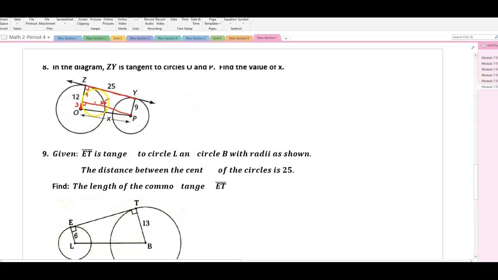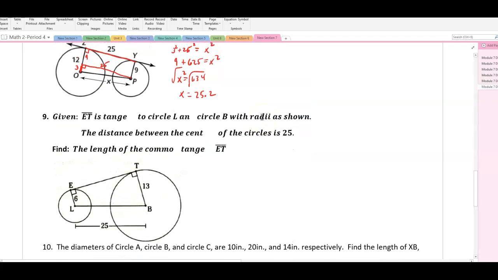So if I look at it now, leg squared plus leg squared equals the hypotenuse squared. So 9 plus 625 equals x squared. X squared equals 634. And when I take the square root, you're going to get about 25.2. Okay.